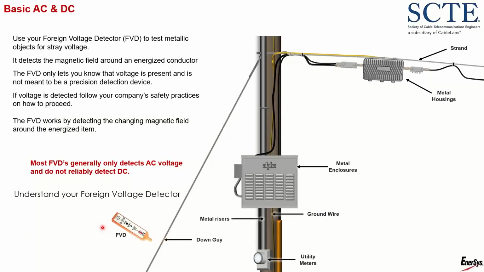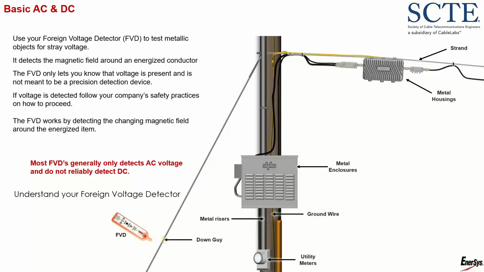Foreign voltage detector. So I mentioned that anything that's metal has the potential to be energized. Anything that's metal is a potential conductor. So when you're out there and you're getting ready to work on your cable plant, again, wear your gloves, but also use your foreign voltage detector to check those metal components to see if there is any voltage or current on those. A foreign voltage detector is an inductive device also. So what it's actually looking for is a magnetic field, a changing magnetic field generally, because most foreign voltage detectors will only do AC, they won't do DC.